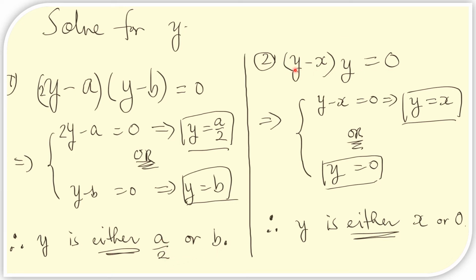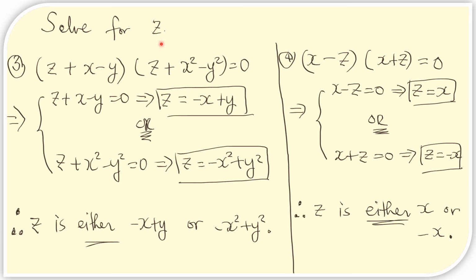For this problem, we have y minus x times y equals 0. So again, we set each of the factors to 0, because that's the only way to obtain a zero product. So we have y minus x equals 0 and y equals 0. Y equals 0 is already a solution. Y minus x equals 0 can be solved for y by adding x to both sides. If we add x here, minus x is gone and we are left with y. On this side, if we add x, we are left with x. So we have y equals x. Therefore, y is either x or 0.